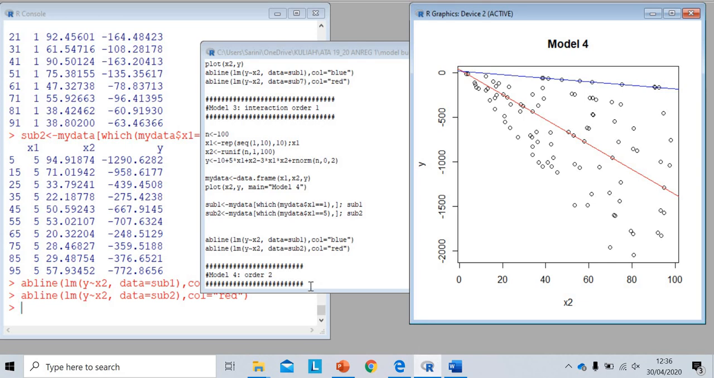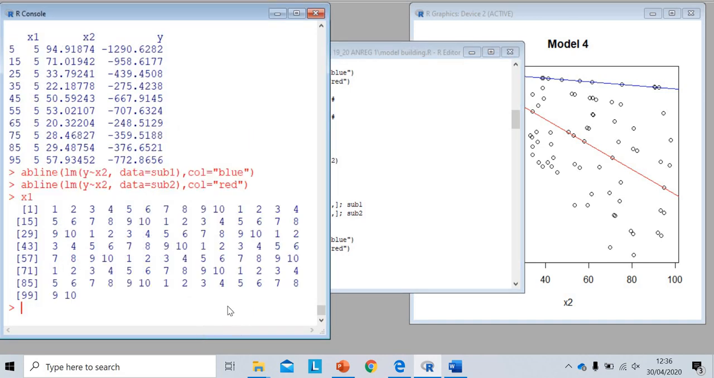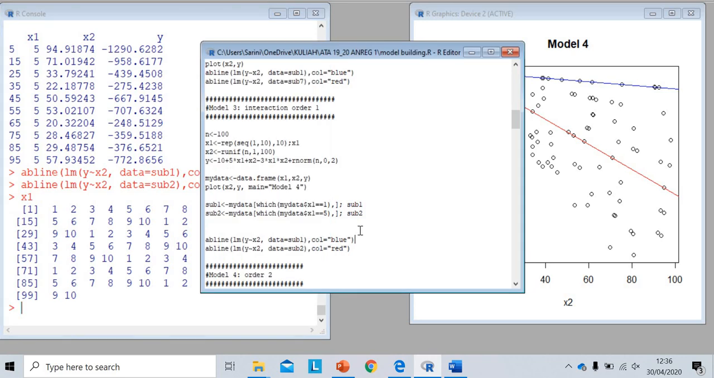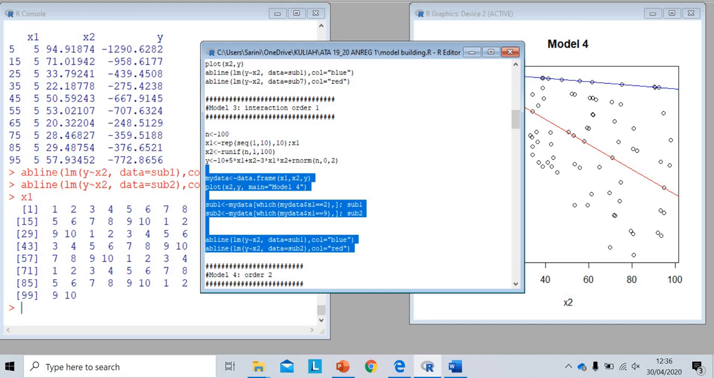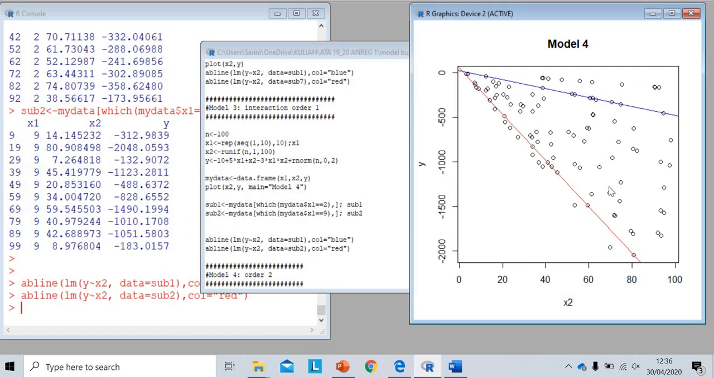And then you might ask, oh, this is 1 and 5. What if I try something else? Here x1 is just 1 to 10. What if, for example, you do the subsetting for x1 equals 2 and x1 equals 9? Again, we will see whether the effect of x2 on y is different for different levels of x1.